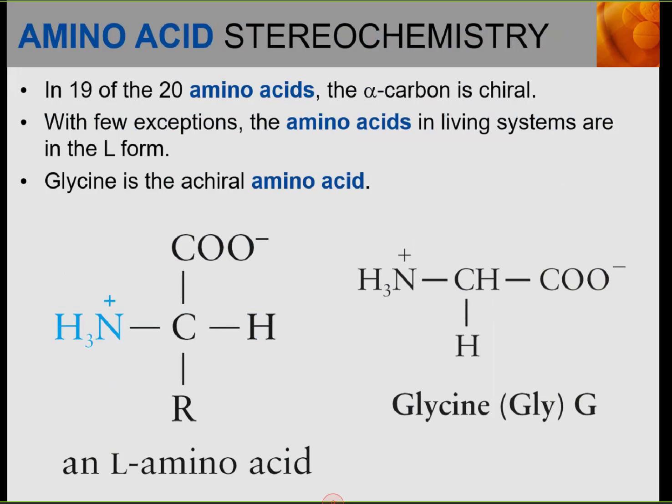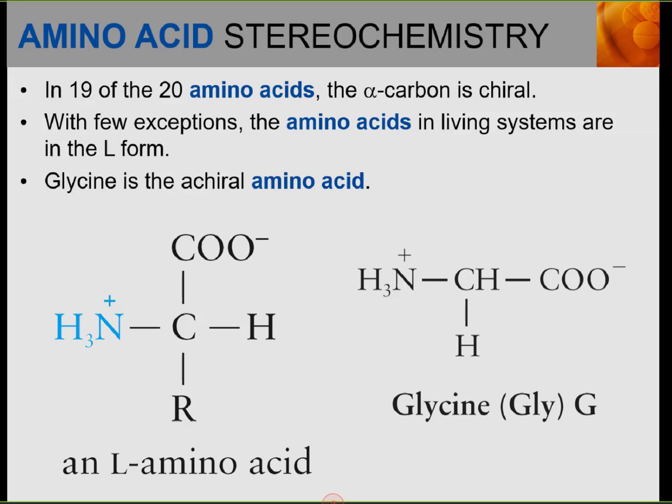So in 19 of the 20 amino acids, the alpha carbon is chiral. The only amino acid that's not chiral is glycine, that you see on the screen. That's because the alpha carbon has two hydrogens on it, making that carbon achiral, not chiral. But in all the other amino acids, at least one carbon in the structure is chiral, and it's the alpha carbon.